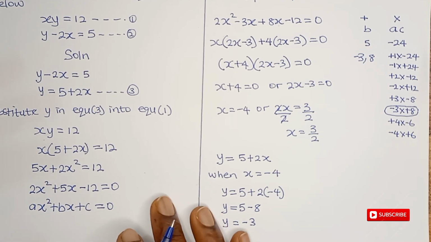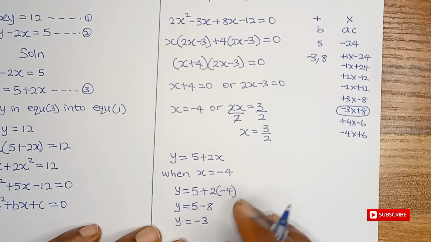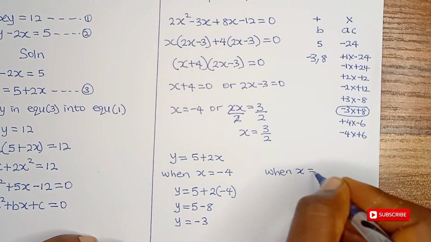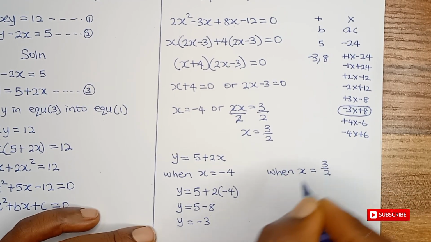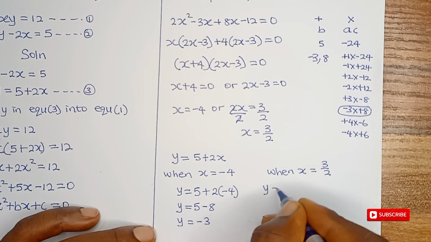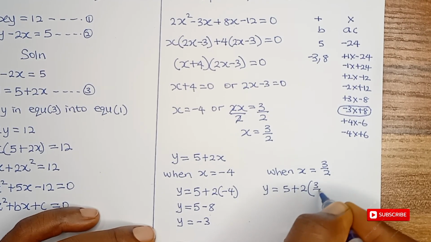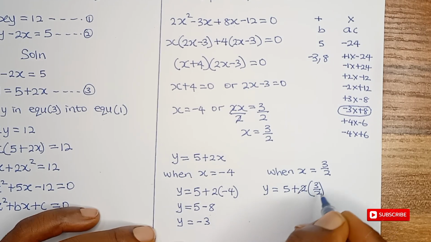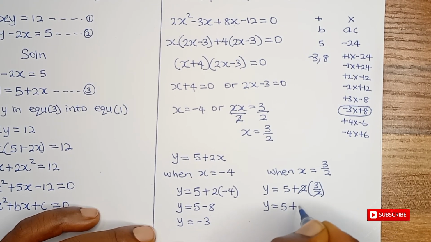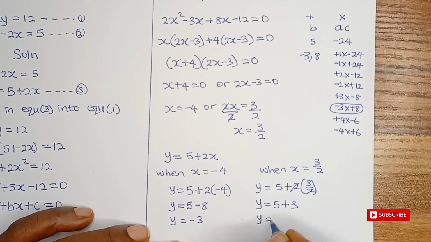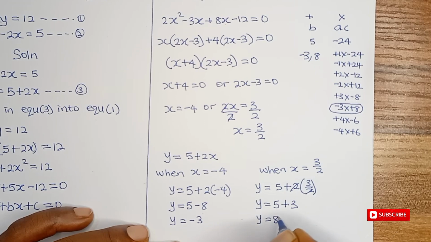Next, we are going to look for the value of y when x is equal to 3 all over 2. So let's do that. When x is equal to 3 all over 2, so we have y is equal to 5 plus 2 parentheses 3 all over 2. So 2 is going to cancel out 2. We have y is equal to 5 plus 3. This means y is equal to 5 plus 3 is equal to 8.